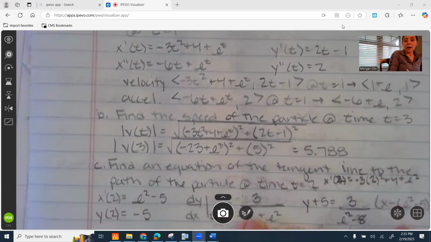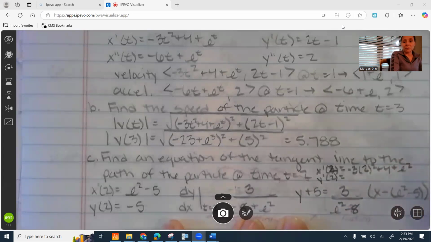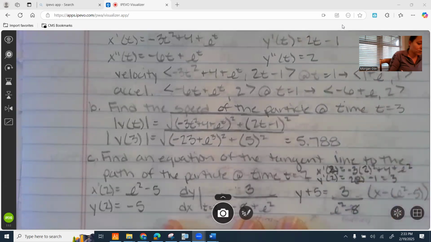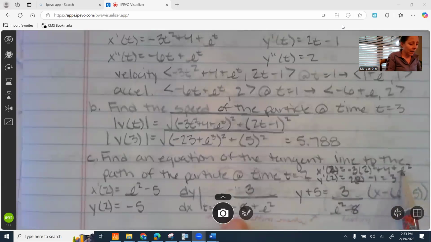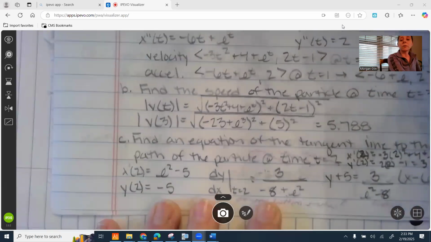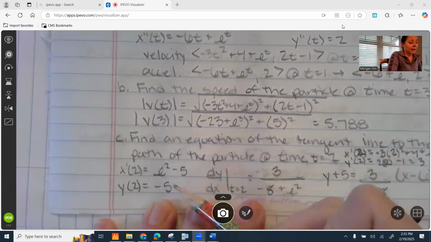Sorry about that. Then same thing, y prime of 2, if I'm taking y prime, which is this right here, I say 2 times 2, and then minus 1, I get 3. So this is where I'm getting, this comes out to be -8 e squared, but I put it in the denominator because dx/dt goes in the denominator, and this comes out to be 3, which is on top. Now, remember the other thing you have to have to write the equation of a tangent line is a point.